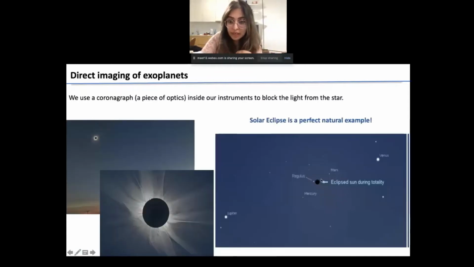So, this is obviously a natural phenomenon, right? How do we do that in our telescope? We were looking at a star through our telescope. How do we actually block the light of a star inside our telescope? Well, we do that with an optical device called a coronagraph. It's just a piece of optics that we put at the focal plane of our telescope to block the light from the star. And it's extremely difficult, but that's what we do.